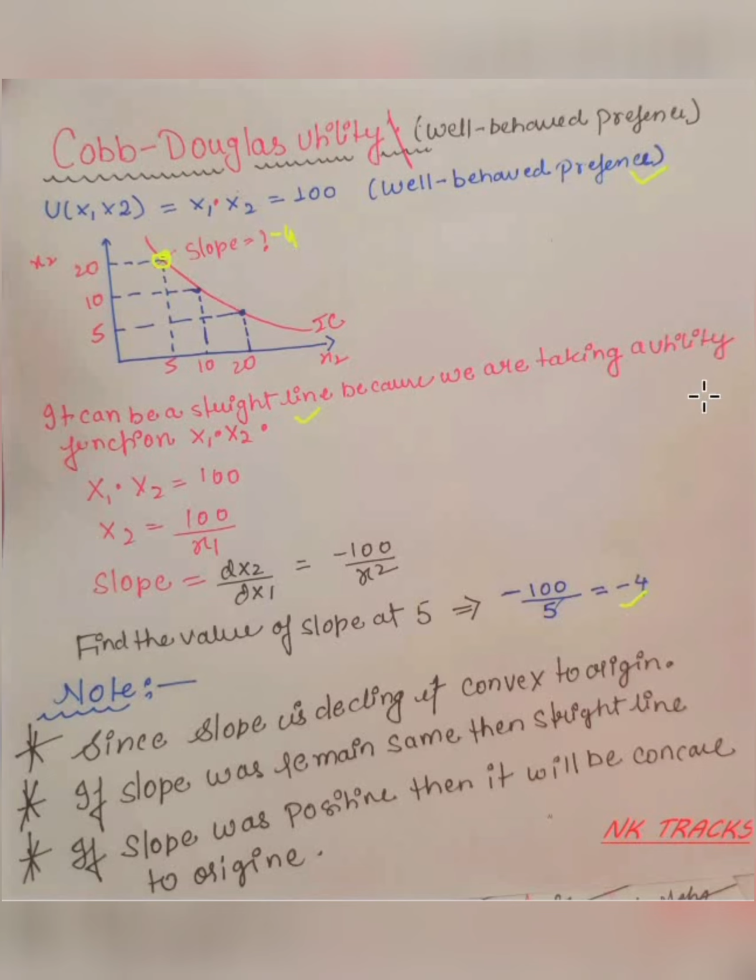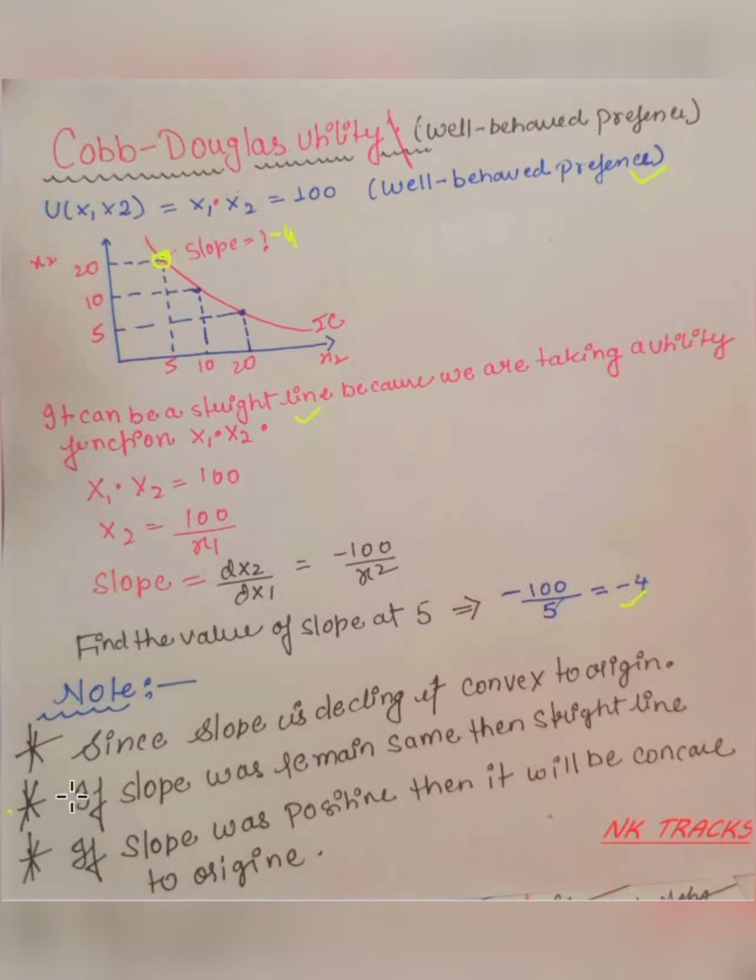Here you need to remember something: if we get a slope result that is declining, say at this point we get minus 4, and at another point, say, minus 10, then what we are seeing here is that the values are declining. That's the reason why it is convex to the origin. So remember this point.